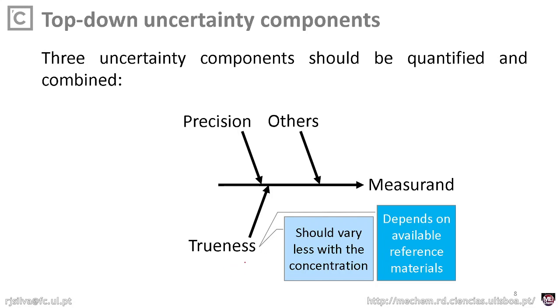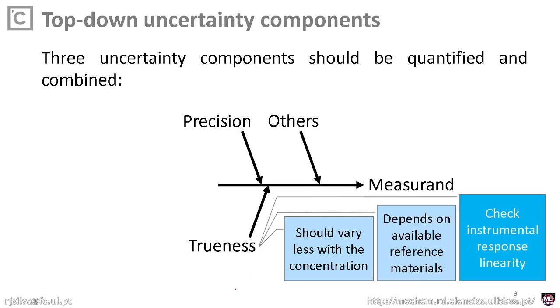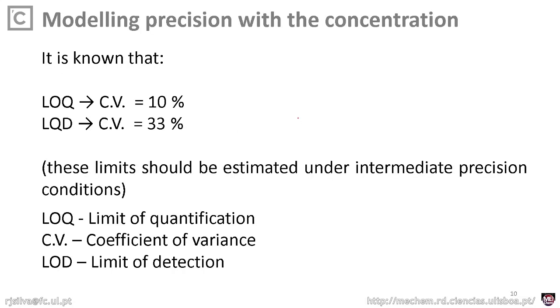To make sure that trueness does not vary very much with the concentration, for instrumental methods of analysis, we have to make sure that the regression model used in calibration is fit for the data. If you use a linear model, you have to check linearity of the response of your instrument. And now let's try to discuss the first challenge, how to model precision variation with concentration.